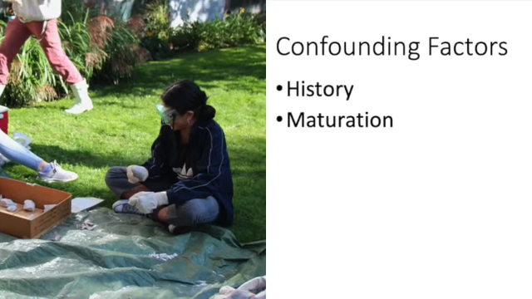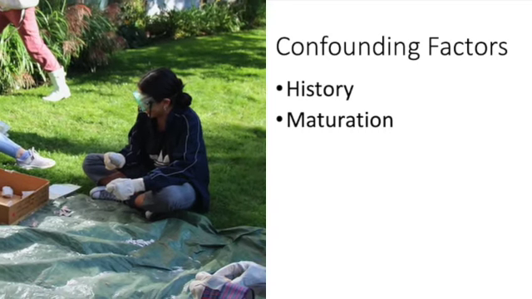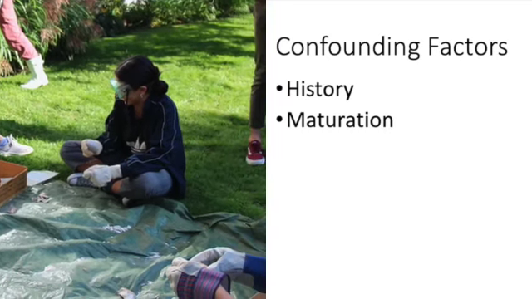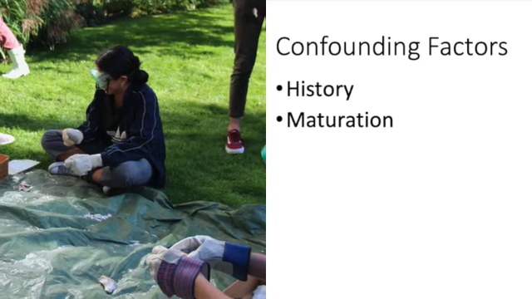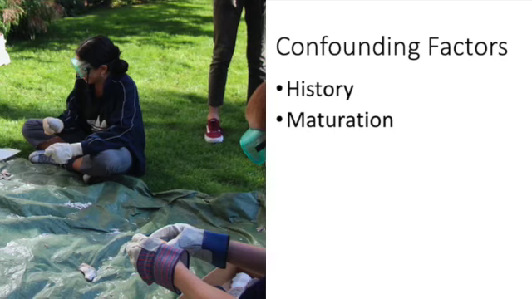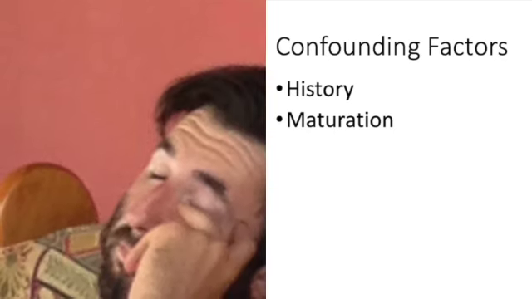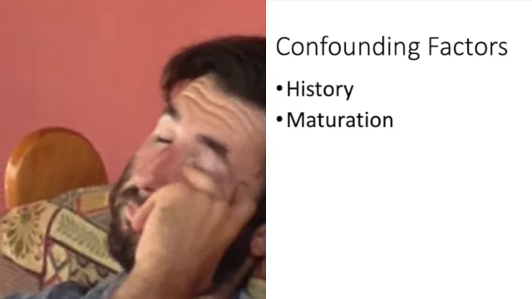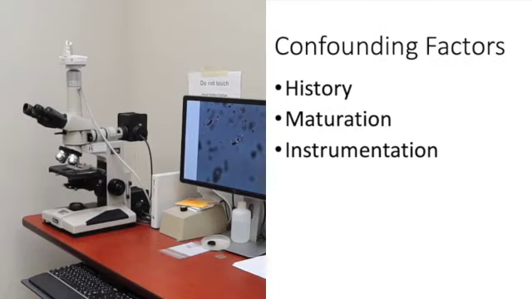A category that also involves change over time is maturation. This specifically involves changes in either the participants or the materials used in the experiment. For example, participants can become more skilled over time or become more tired over time. There can also be changes in the humidity of the contact material.